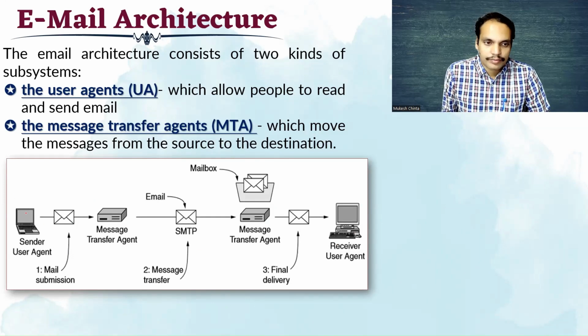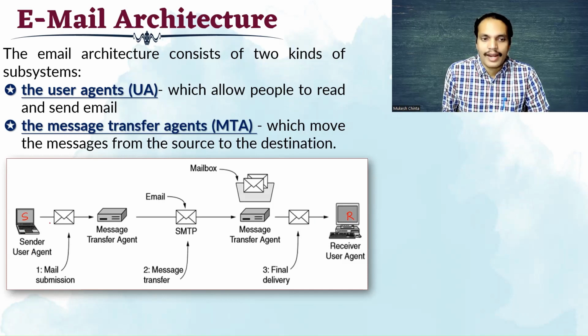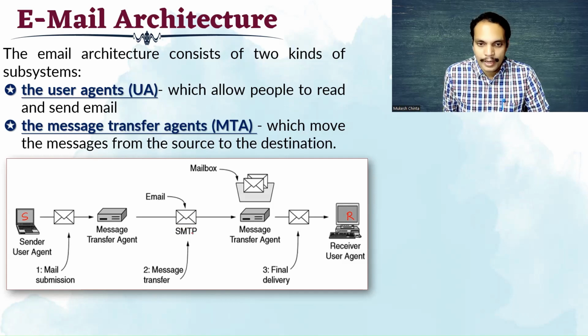This is my sender, and this is my receiver. As I told you, the user agent is the one which works at the sender and the receiver side. The user agent allows the sender to compose an email and send it. This email is received by the message transfer agent, which uses a protocol called SMTP to transfer it to the receiver's message transfer agent. And finally, towards the receiver, there is another protocol which we use here, IMAP or POP3, which we call the third phase, which is final delivery. The receiver receives the email.